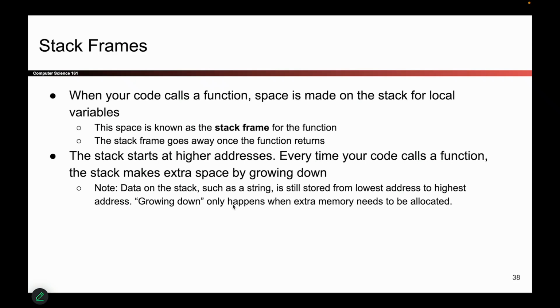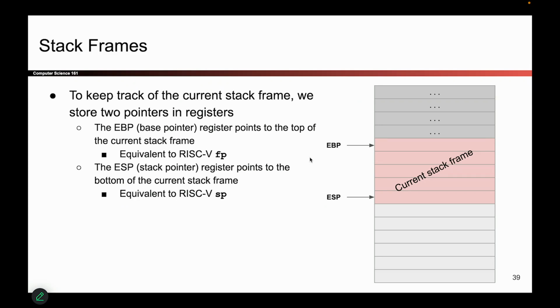So when you go into an exam or something, don't see the stack and flip your exam upside down. That's not what growing down means. It just means when I need more space, look down in the stack and give me more space at lower addresses. OK, so how do you know what the current stack frame is?